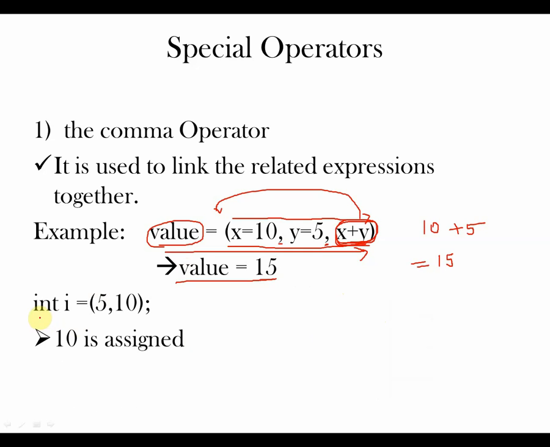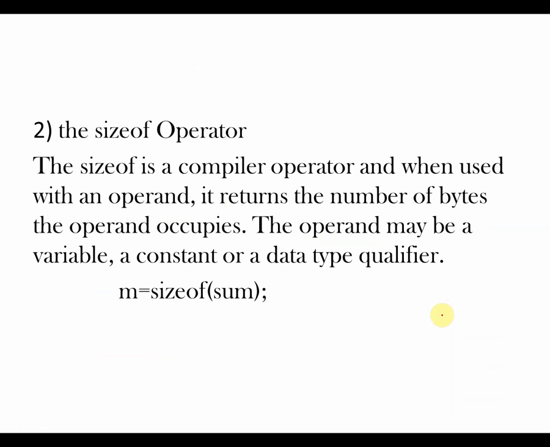Suppose you declare a variable i. So int i is equal to 5, 10. So there are two values you see. Now what happens over here again? You go from left to right. You evaluate from left to right because there is a comma operator. And the rightmost value is assigned to this variable i. So the rightmost value is 10. Hence 10 is assigned to this variable i. So this is how a comma operator works. Let's go on to the next type of operator.